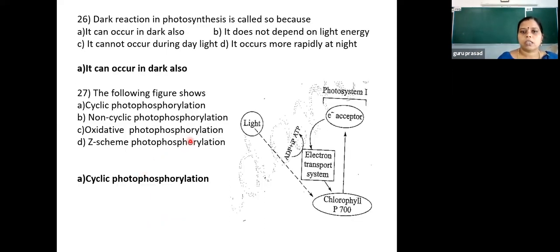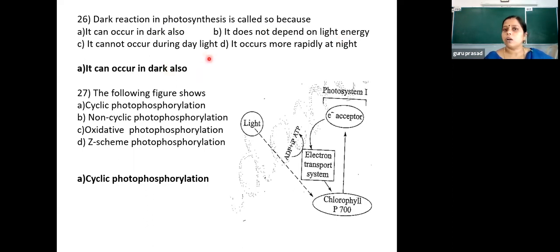Next, see here. Dark reaction in photosynthesis is also called so because... Why is dark reaction in photosynthesis called so? Because it occurs in the dark also. Of course, right? Some amount of energy-rich compounds is there inside the plants at that time, till that time the dark reaction is taking place in the absence of light. So it does not depend on light energy. Of course, it does not depend on light energy, but it depends upon the products released during light reaction. Okay, it cannot occur during daylight.